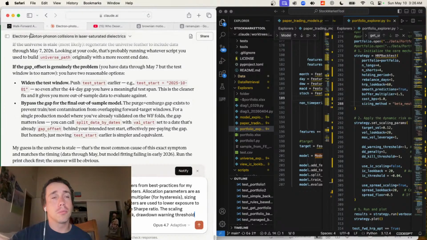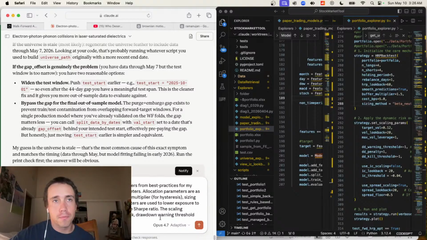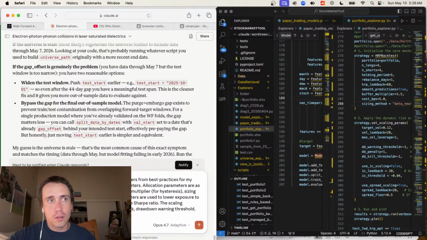Continuous, random, and independent. Target volatility, volatility look back, drawdown warning threshold, drawdown penalty, drawdown kill threshold. Okay, let's go.